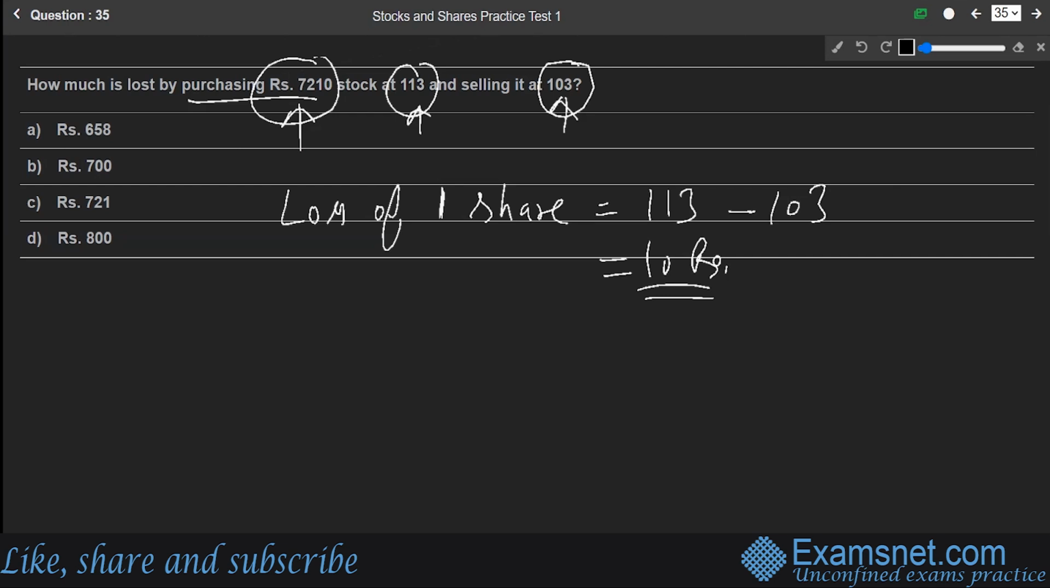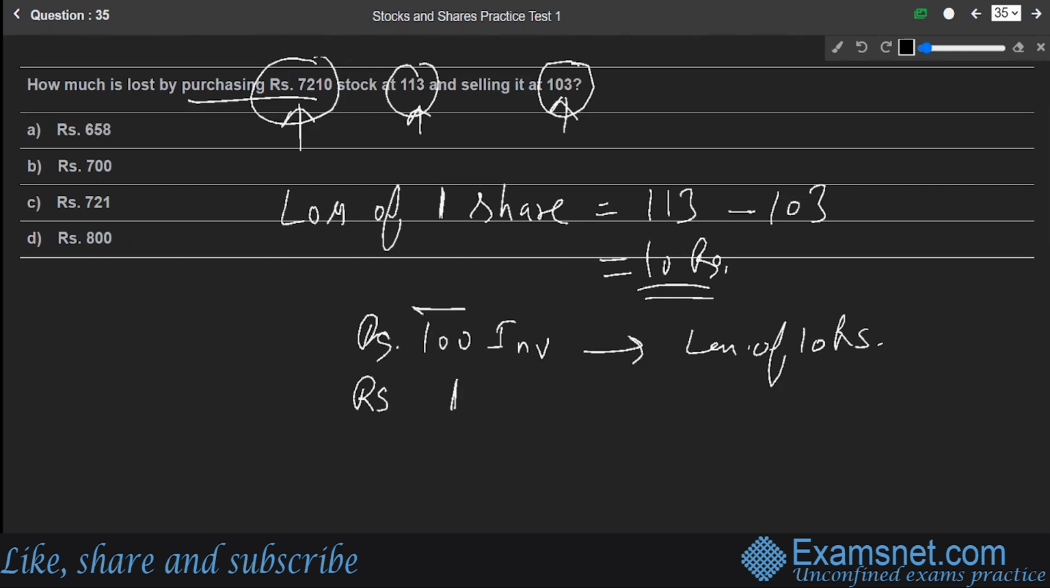So the face value is always 100 rupees. So we can clearly write rupees 100 investment is offering how much loss? Loss of 10 rupees, because always the face value is 100 rupees. So 100 rupees investment, that is one share, is costing you a loss of 10 rupees. Okay. Now, how much is the investment? The investment is 7,210. So we can do it by the unitary method. Rupees 100 investment is costing a loss of 10 rupees. So rupees 1 investment would have caused a loss of simply 10 by 100 rupees. So how much is the money invested?